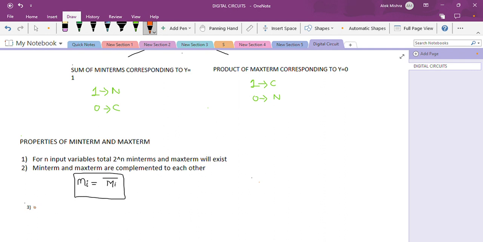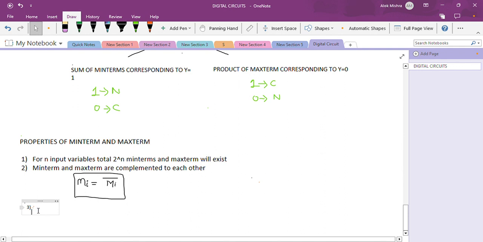Perfect. Third point is the sum of all minterms is always 0. Sorry, is always 1. This is something I think new. Sum of all the minterms is always equal to 1.